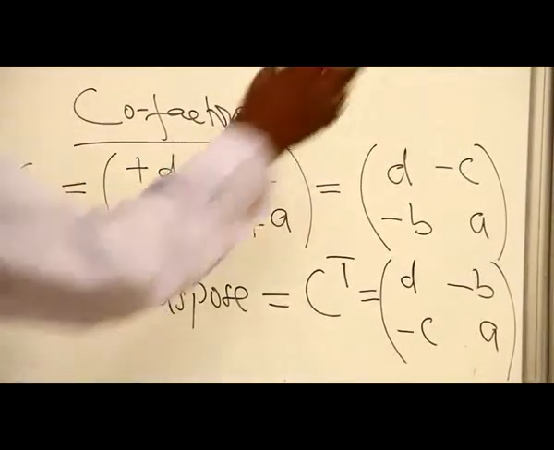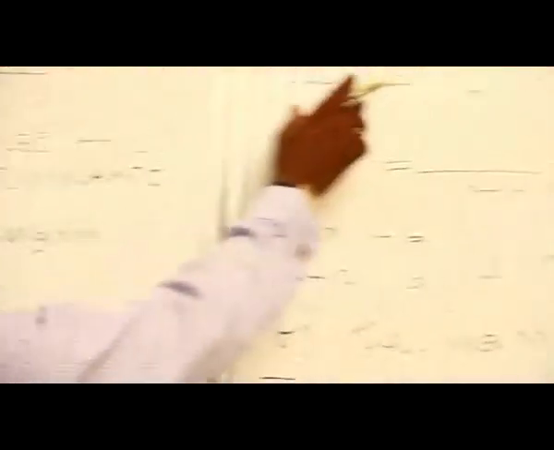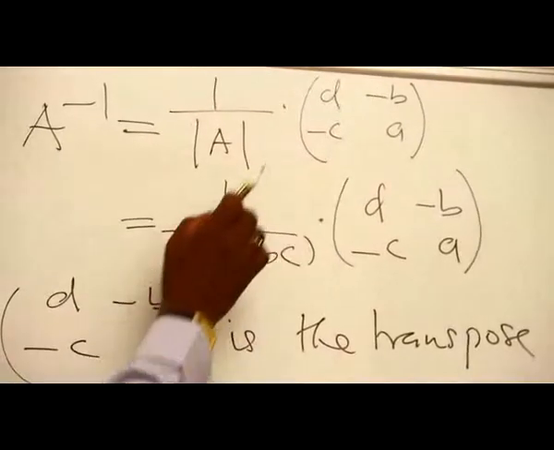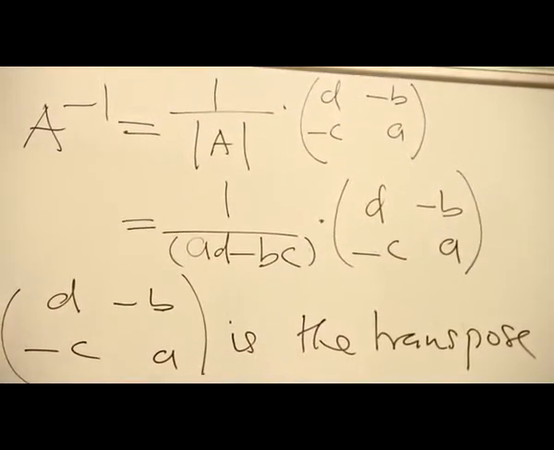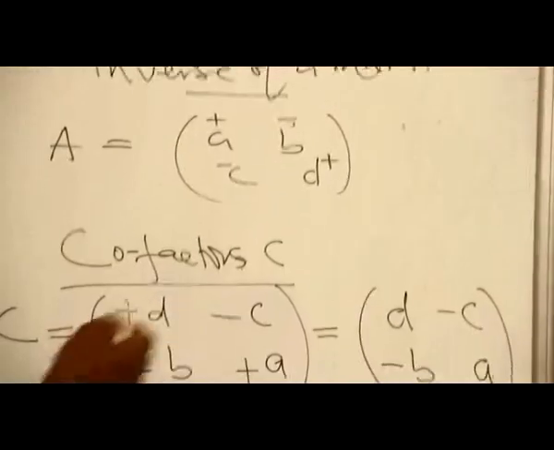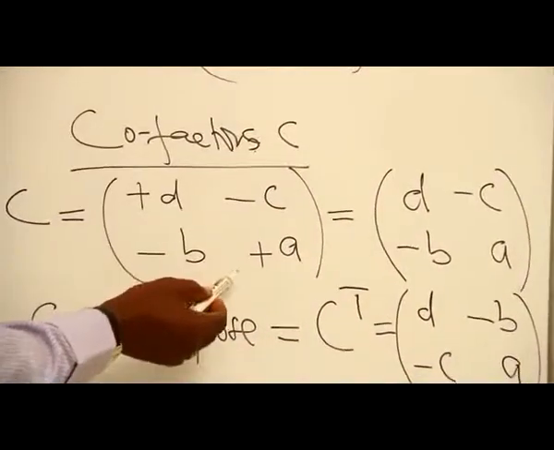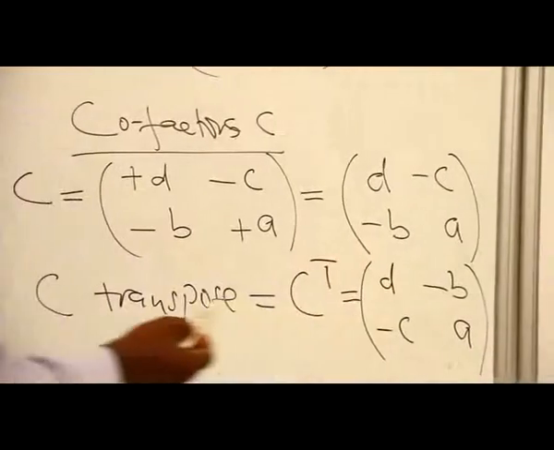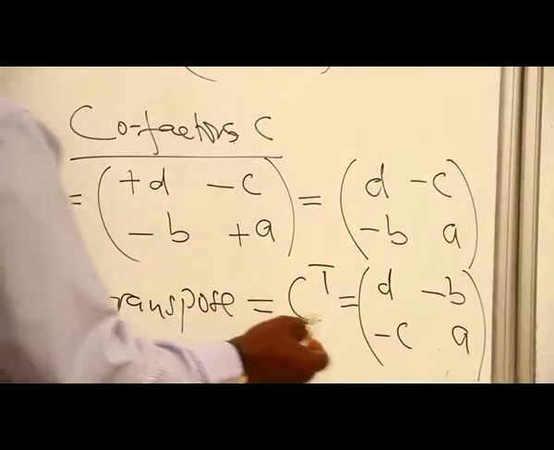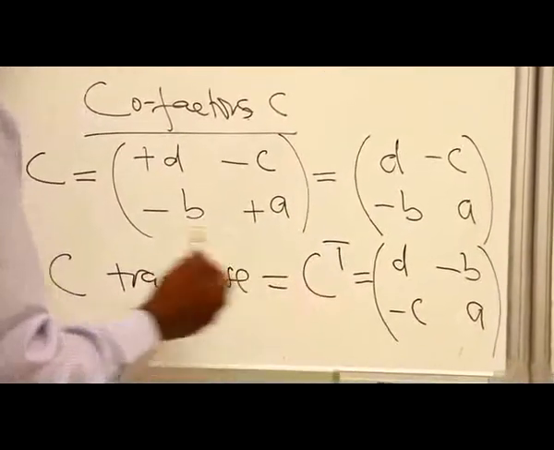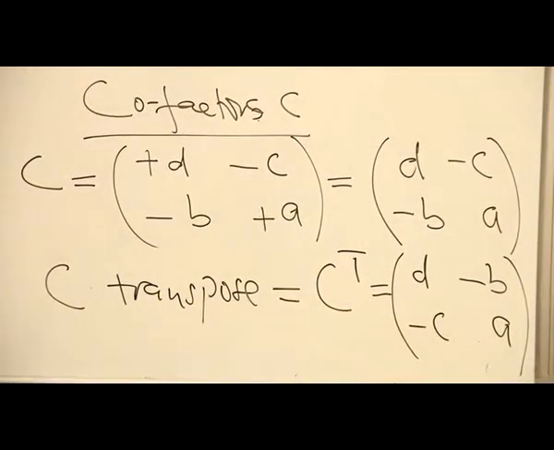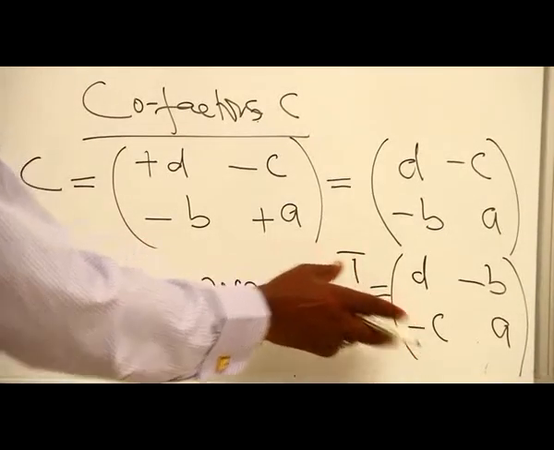And that is why I told you, when we find the inverse of a 2 by 2 matrix, that this value is the transpose of the matrix of cofactors. To determine the transpose, we first find the matrix of the cofactors. You can see how it was generated. And thereafter, we transpose the matrix of the cofactors, as I have written it here. Alright. So this is the transpose of the matrix A.